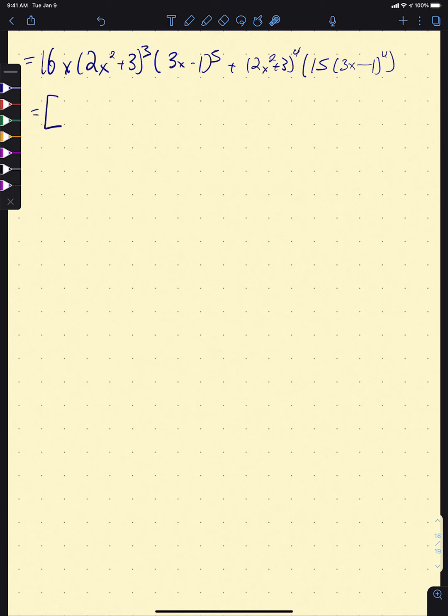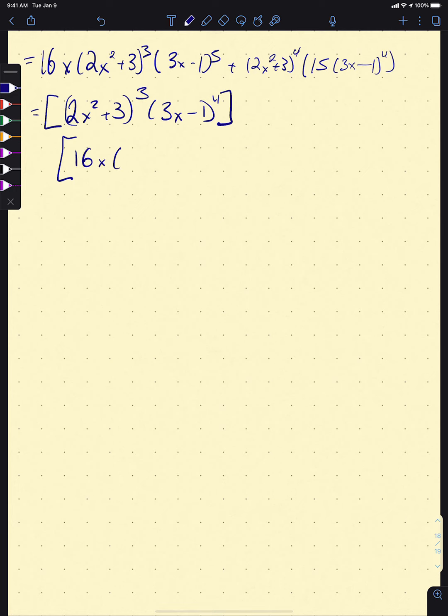What we can do here is we can look for common factors amongst these two terms, and they will actually help our cleanup substantially. If you notice, for our 2x squared plus 3's, both of these terms have 3 of those. And of our 3x minus 1's, both of these terms have 4 of those. Okay? Let's copy down what's left over.